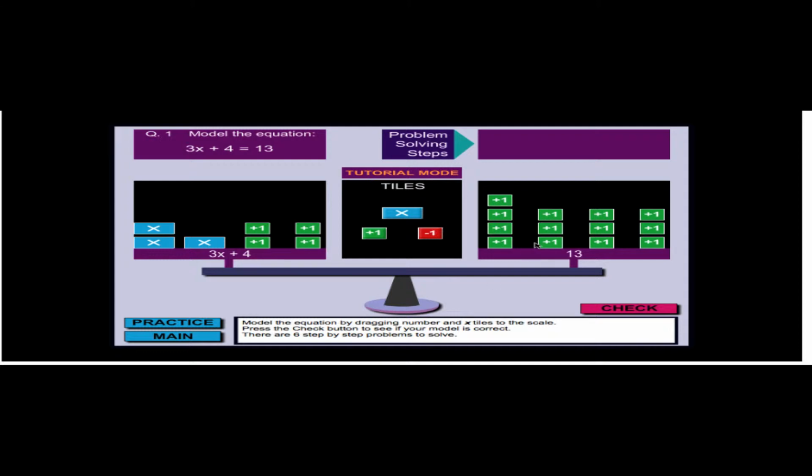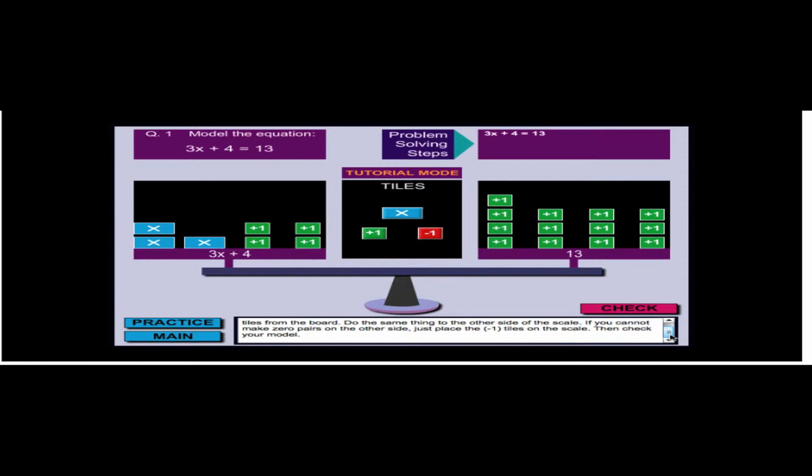Okay, and we see it balanced at that point. So we've got 3x plus 4 is equal to 13. So our model is correct. Now let's solve the problem. We need to isolate the x tiles, and there are 4 1 tiles on the left. To remove the plus 1 tiles, place a minus 1 tile on top of each one. This creates 0 pairs and removes the tiles from the board. Do the same thing to the other side of the scale.